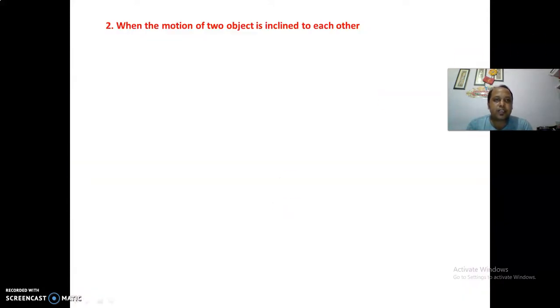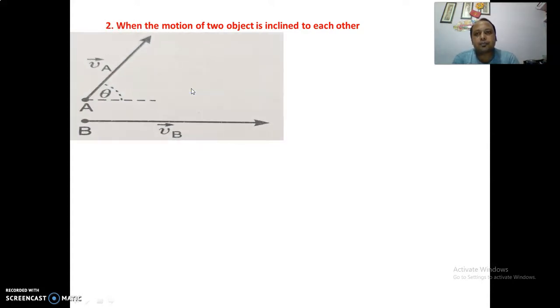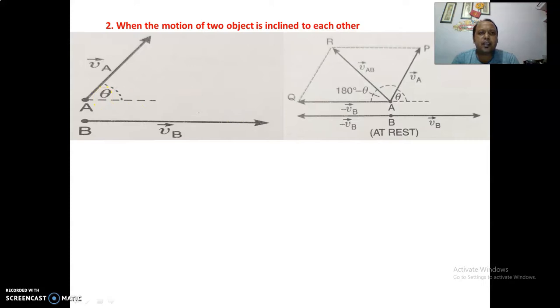Now the next condition we are going to see here is when the motion of the two objects is inclined to each other. We have already considered the conditions in which they are moving in the same line, either in the same direction or in the opposite direction. But this time they are not moving in the same line. They are moving in different directions. Take the example which we have shown here. vA in this direction, vB in this direction, and they make an angle of theta, which is shown here. Now we are going to find the relative velocity of A with respect to B.